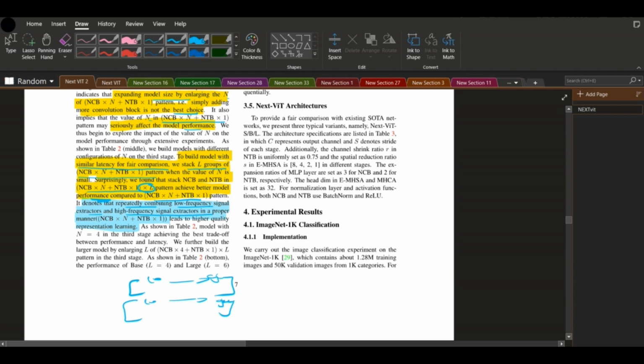Then they state that n equals 4 in the stage achieves the best trade-off between performance and latency. So if n, the number of convolutional blocks, is equal to 4, they achieve better performance and latency based on their experimentation.